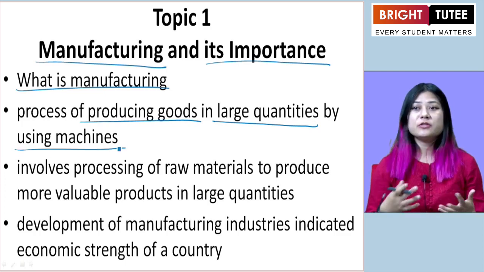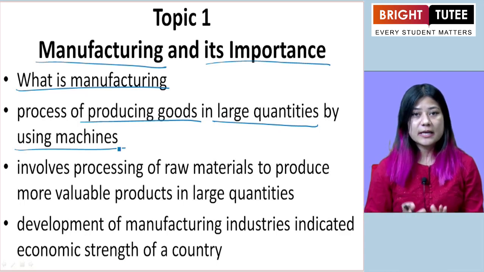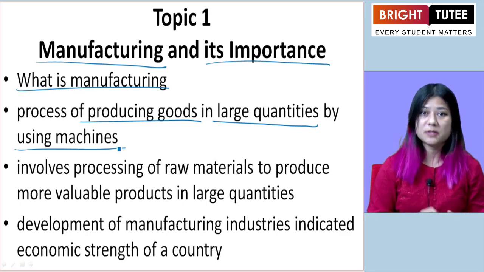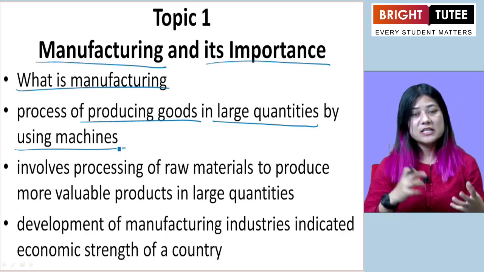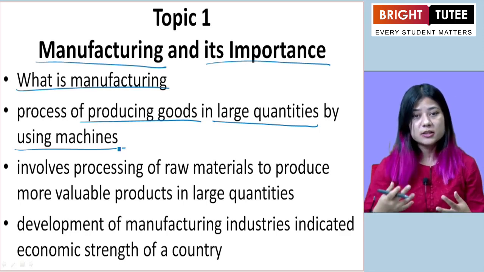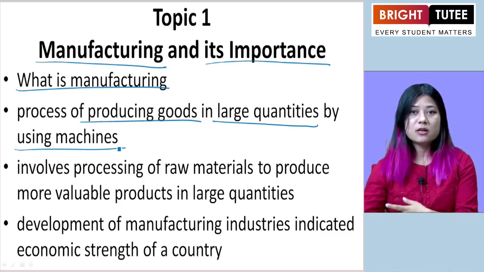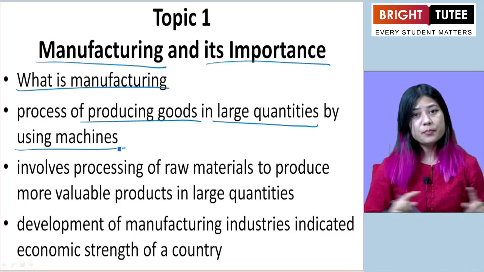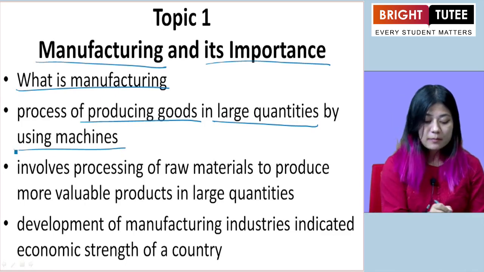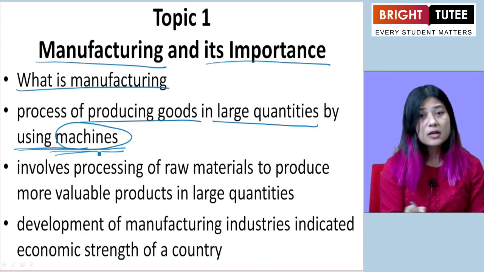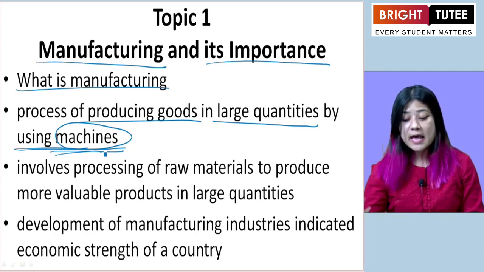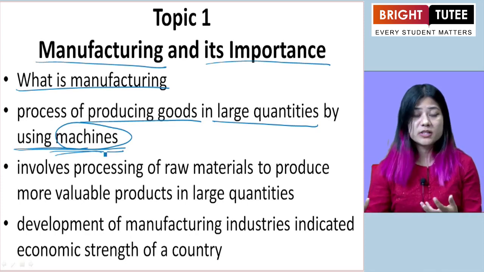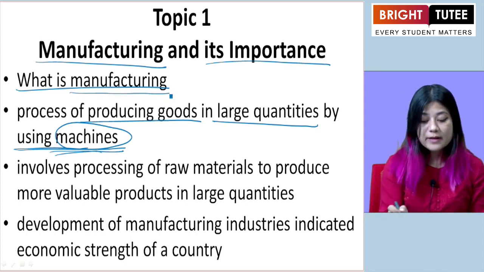Goods can be produced in various ways, right? Goods can be produced by using machines. Goods can be produced without using machines. At the end of this process of production, it reaches its result, which is production of finished goods. But in the process, if there are machines involved, and if the finished goods that are produced are in large quantity, then that is called manufacturing.